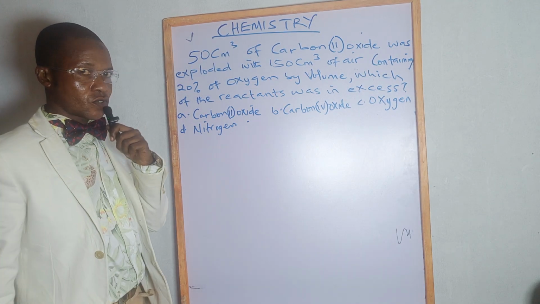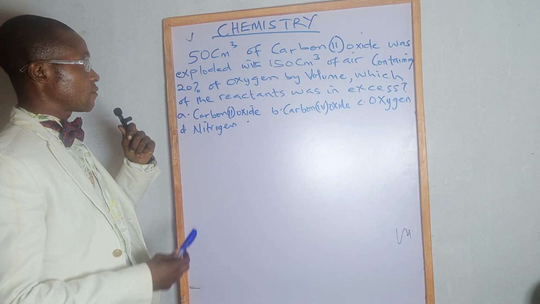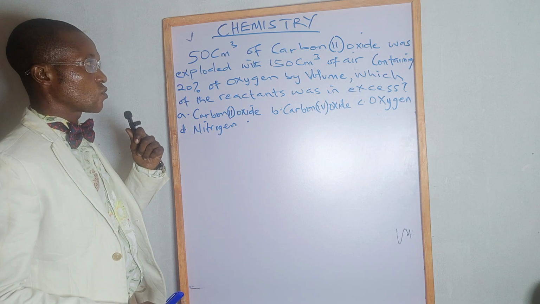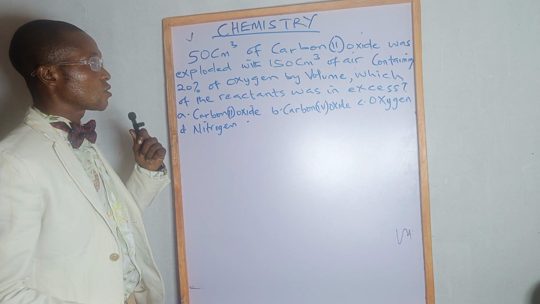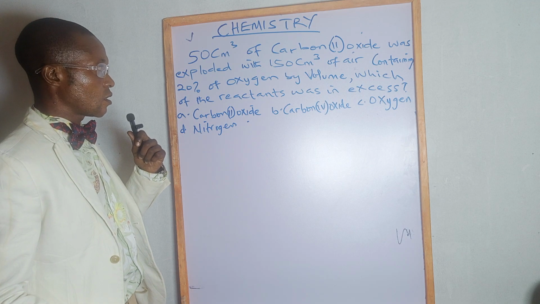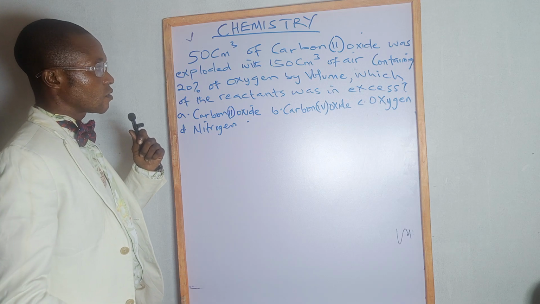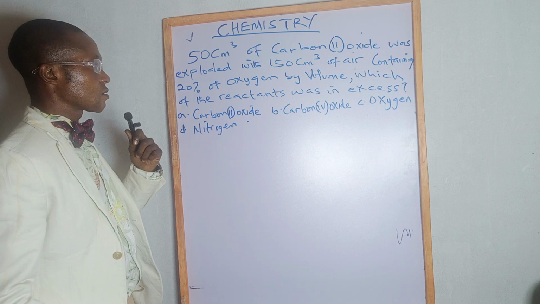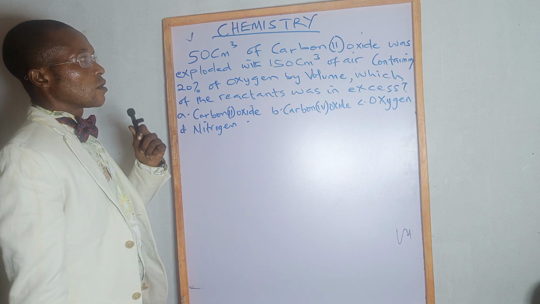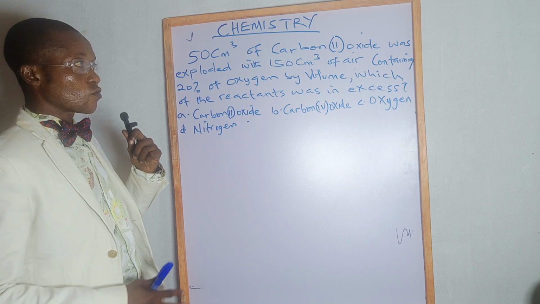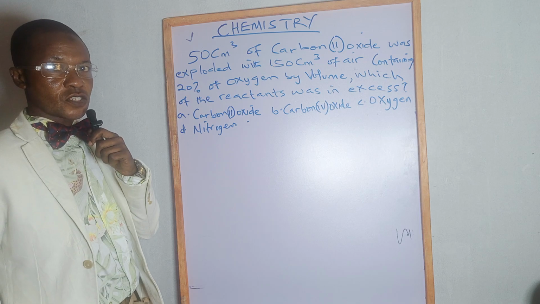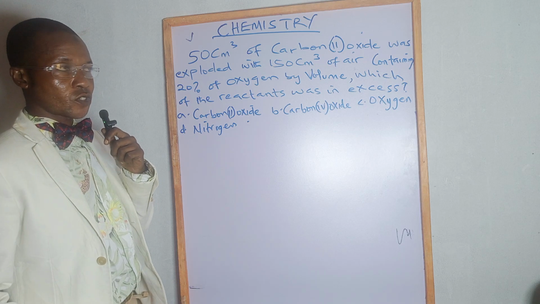We have this question to solve. 50 cm³ of carbon monoxide was exploded with 150 cm³ of air containing 20% of oxygen by volume. Which of the reactants was in excess? We have the options. In a question like this, you have to apply your knowledge of stoichiometry.